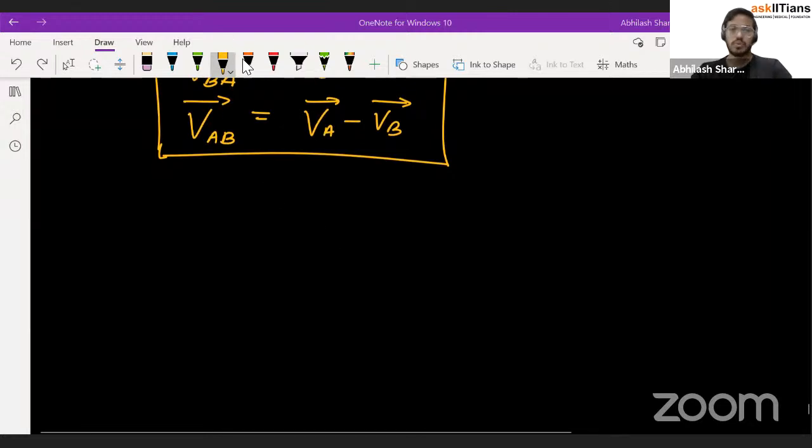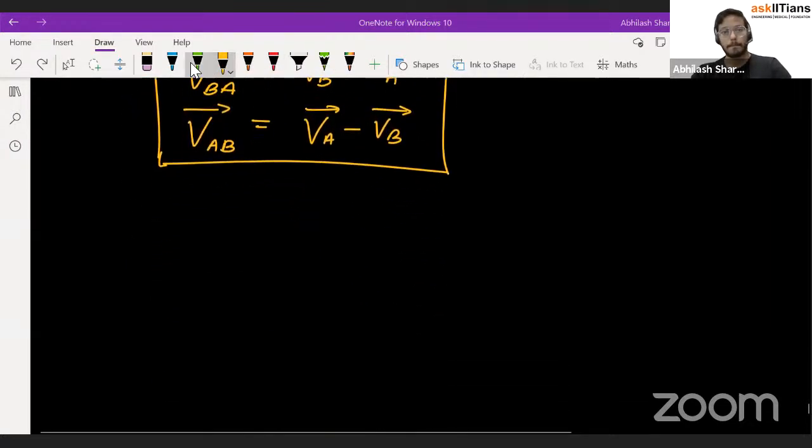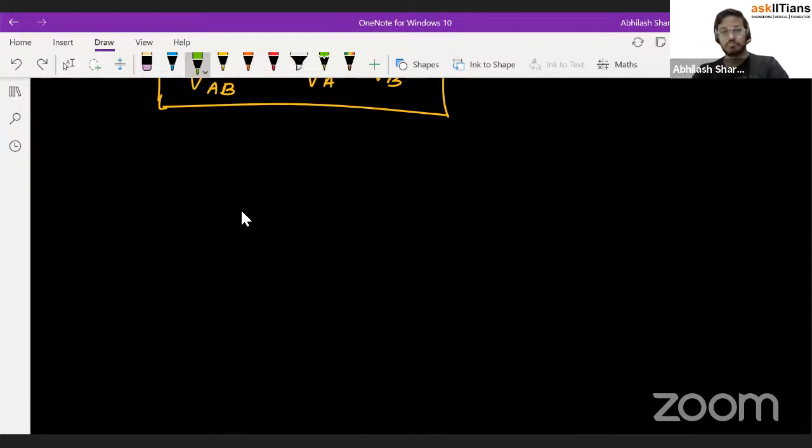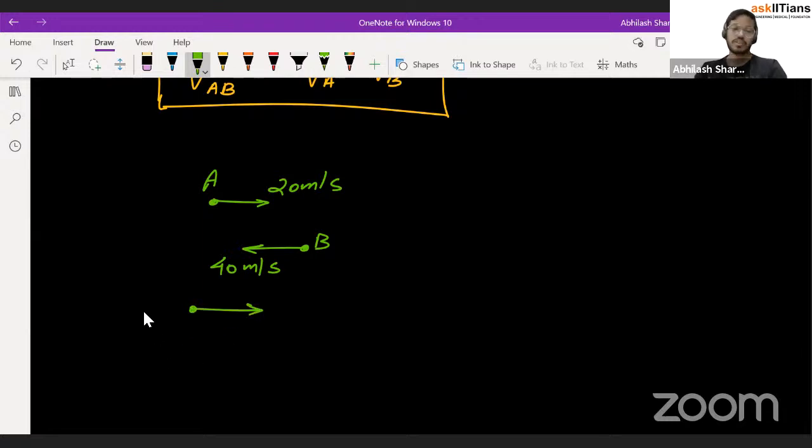So let's see how we're going to deal with this. I'll give you an example and all of you try to solve. Please answer in the private chat so that the answer remains private. Nobody else is able to see it. I will give you 3 objects which are moving randomly. Object A is moving to the right with 20 meters per second. Object B, on the other hand, is moving to the left with 40 meters per second. And object C is moving to the right with 60 meters per second.